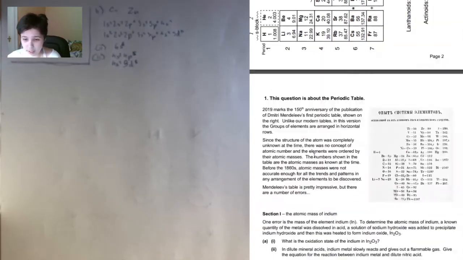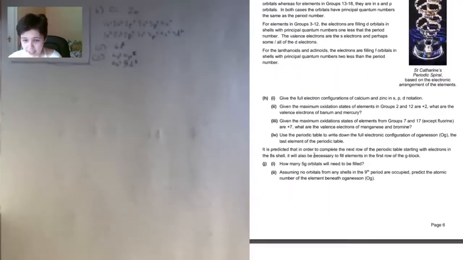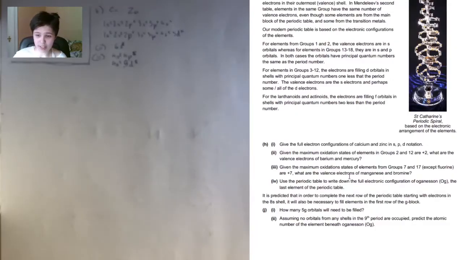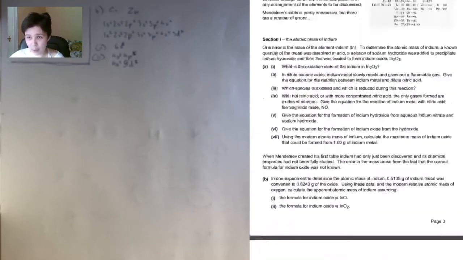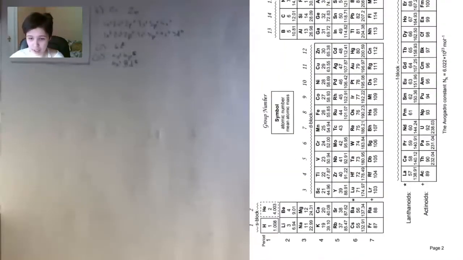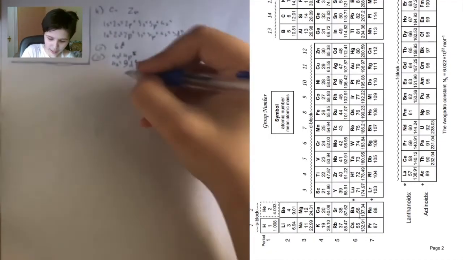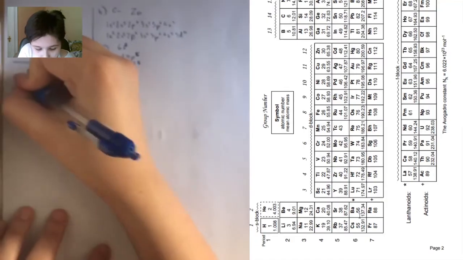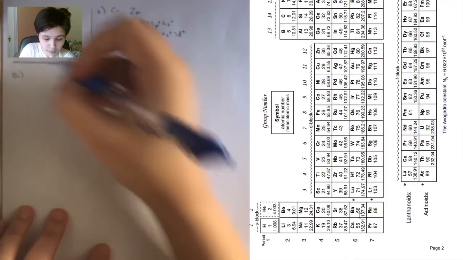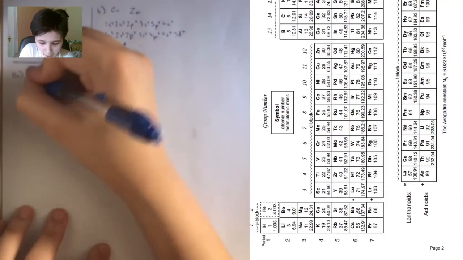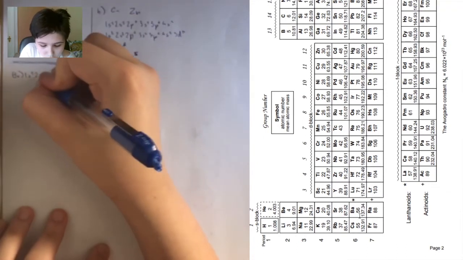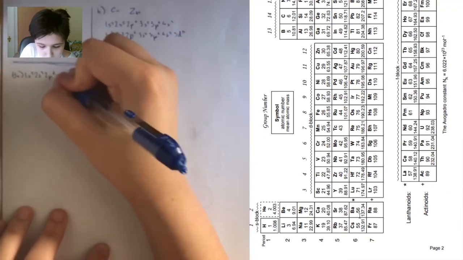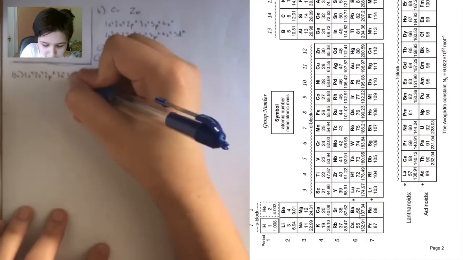Going back, use the periodic table to write down the full electronic configuration of Oganesson, the last element of the periodic table. Well, this is going to be fun. Up to 6s, I'm fine without the f orbitals, so just going by the periodic table gives me 1s2, 2s2, 2p6, 3s2, 3p6.